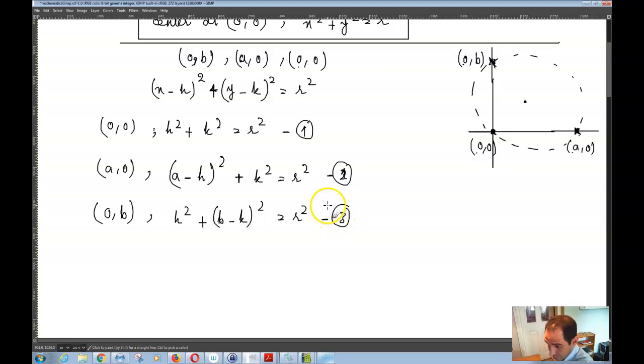So what that means is that, using these 3 equations, you somehow need to find out what is h and what is k. What is h and what is k and what is r.